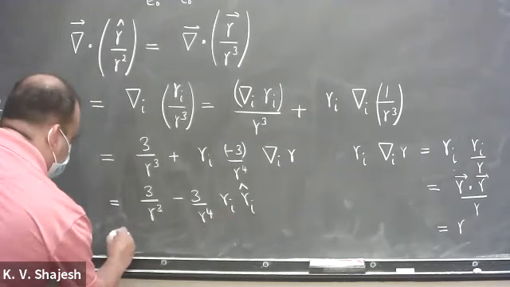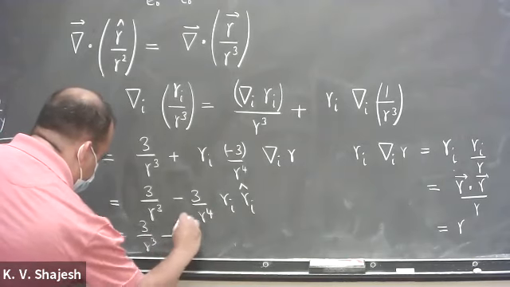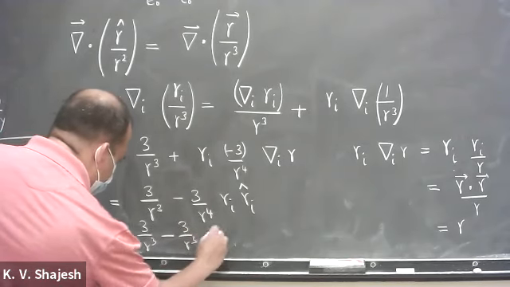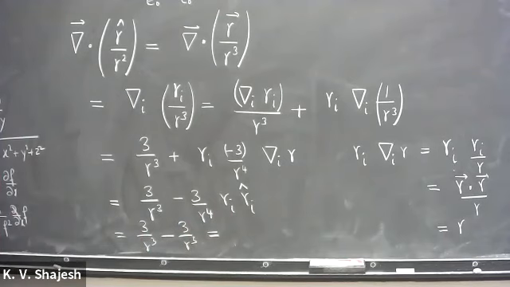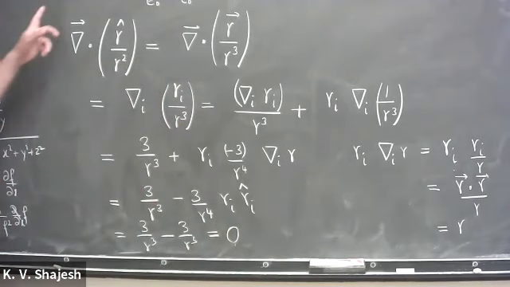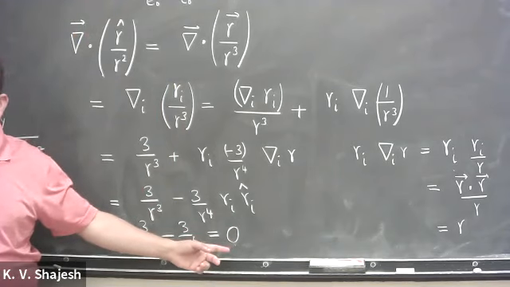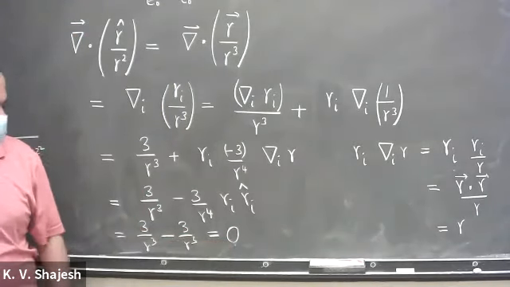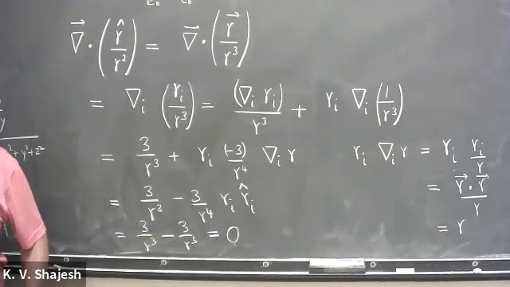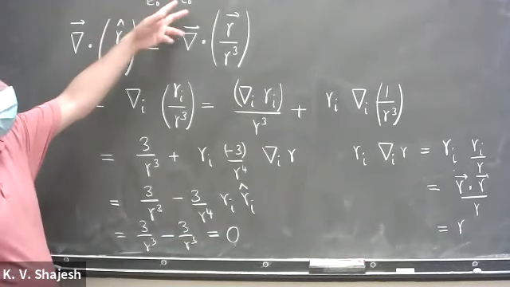Right. So this is equal to 3 over R cubed minus 3 over R cubed. And that's equal to 0, right? Is that what we want? So you're saying that the divergence of the electric field is equal to 0, right? But is that correct? No, right? Because we wanted the charge to come out.